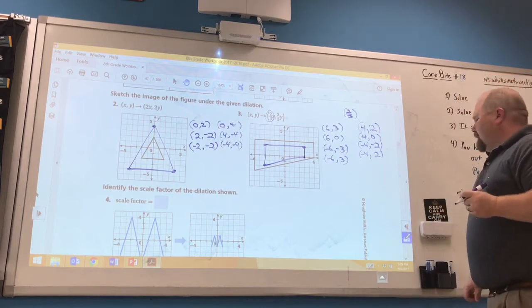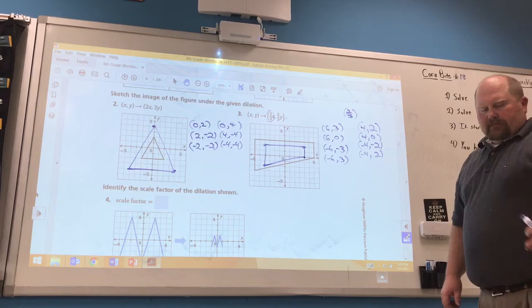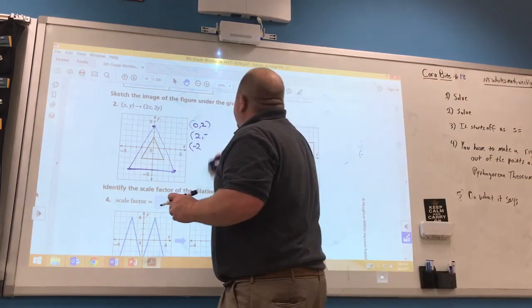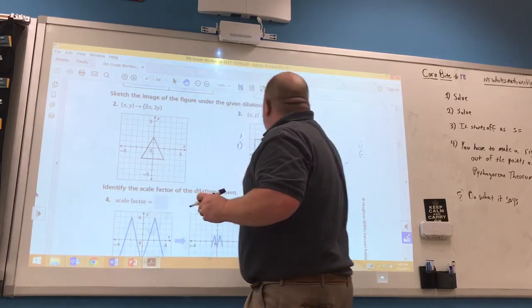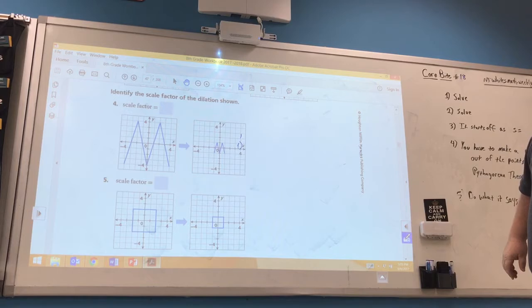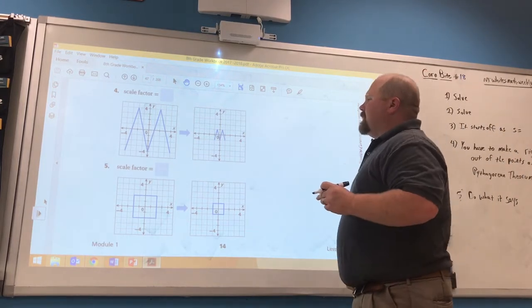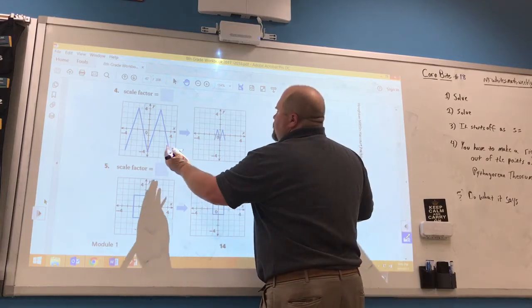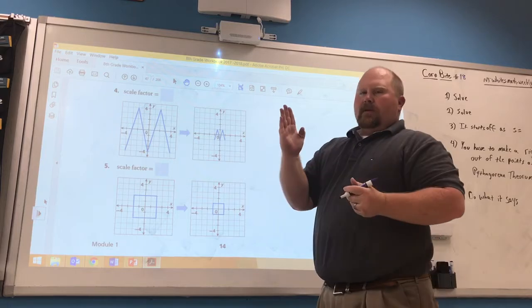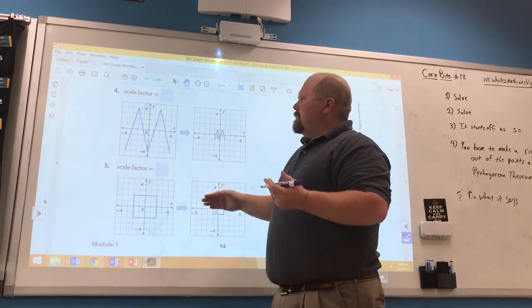All right, let's go to problem number 4. All right, so on numbers 4 and 5, we are determining what the scale factor is. So what you need to do is you need to take one from the original. You need a straight side, either vertically or horizontal, either flat or straight up. You don't want to use diagonals because they can be misleading.